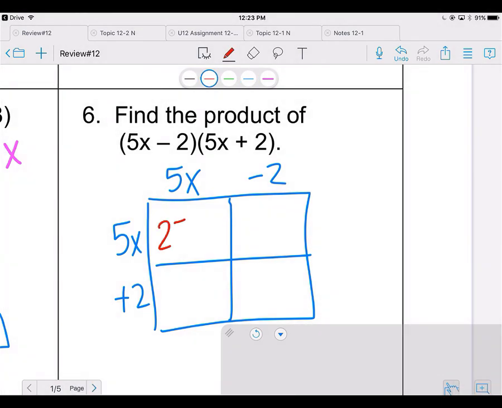5x times 5x is 25x squared. Negative 2 times 5x is negative 10x. 5x times 2 is 10x. Negative 2 times 2 is negative 4.